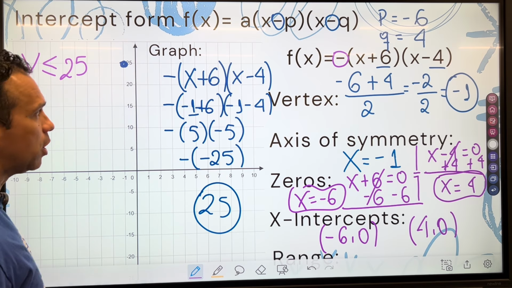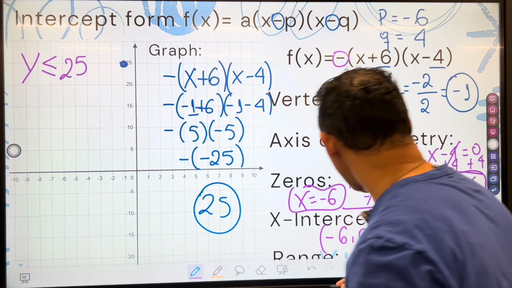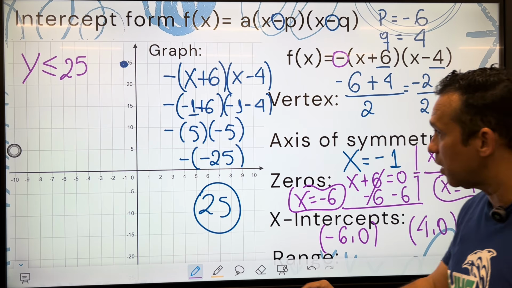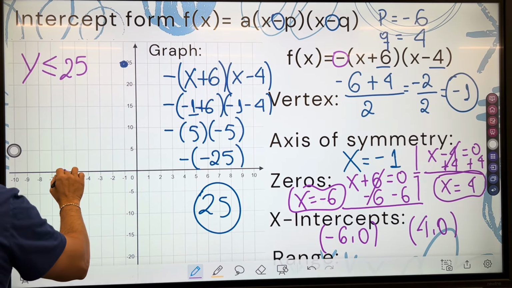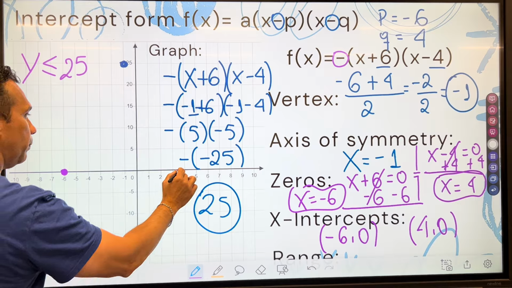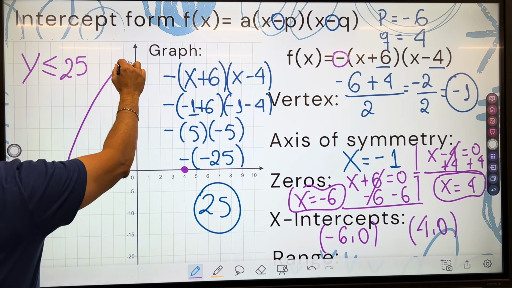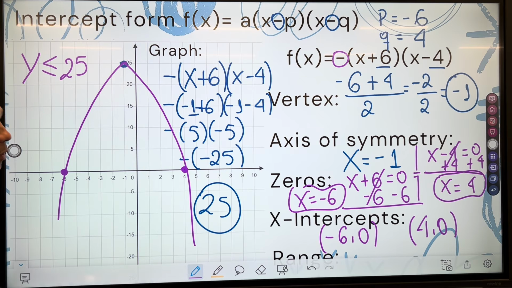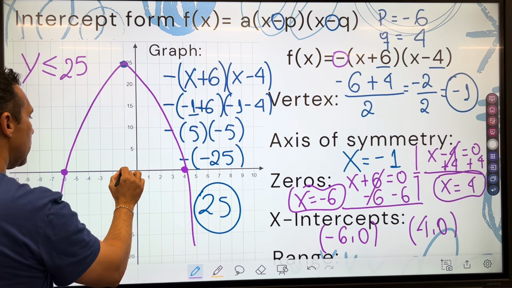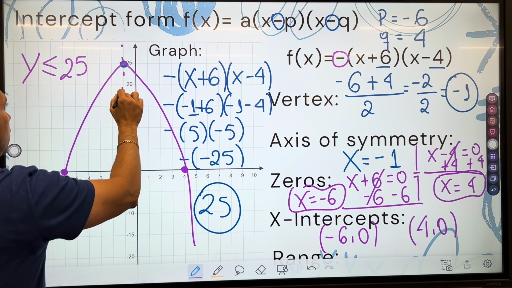And how do I finish graphing this? I graph first the vertex, and then I can just plot the x-intercepts, -6 and 4. And so that's supposed to be the graph. Remember, the axis of symmetry is -1. -1 is the x of symmetry.